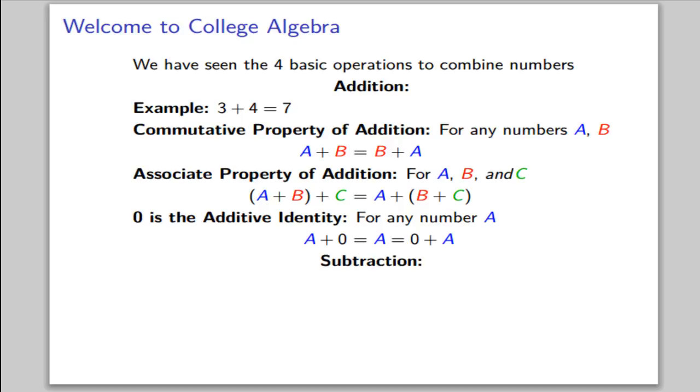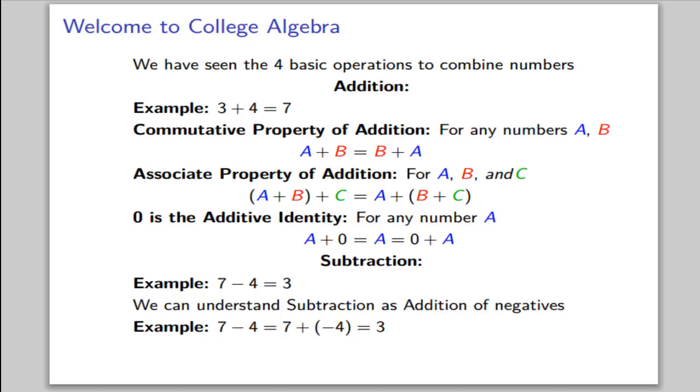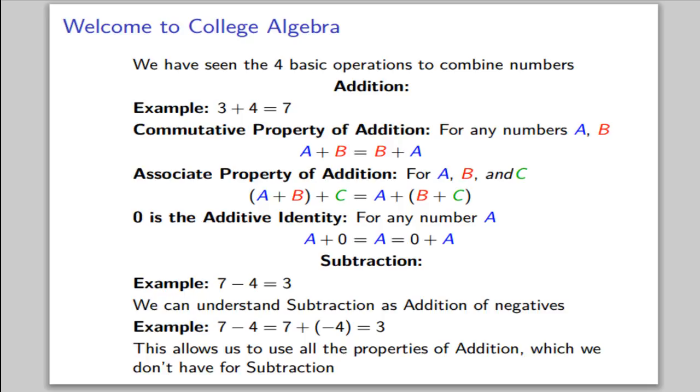And with addition came its opposite, subtraction. For example, 7 minus 4 equals 3. And we can understand subtraction as addition of negatives. So our example 7 minus 4 we can rewrite as 7 plus negative 4, which is 3. This allows us to use all the properties that we have for addition, which we don't have for subtraction.